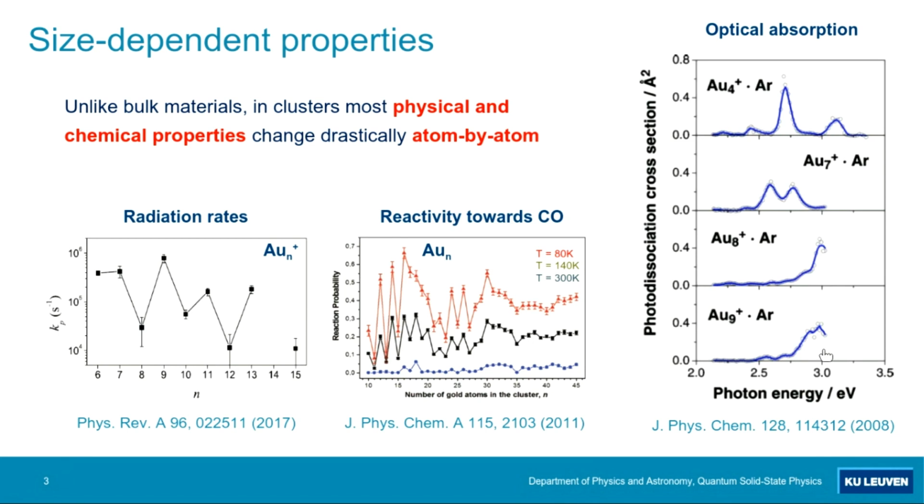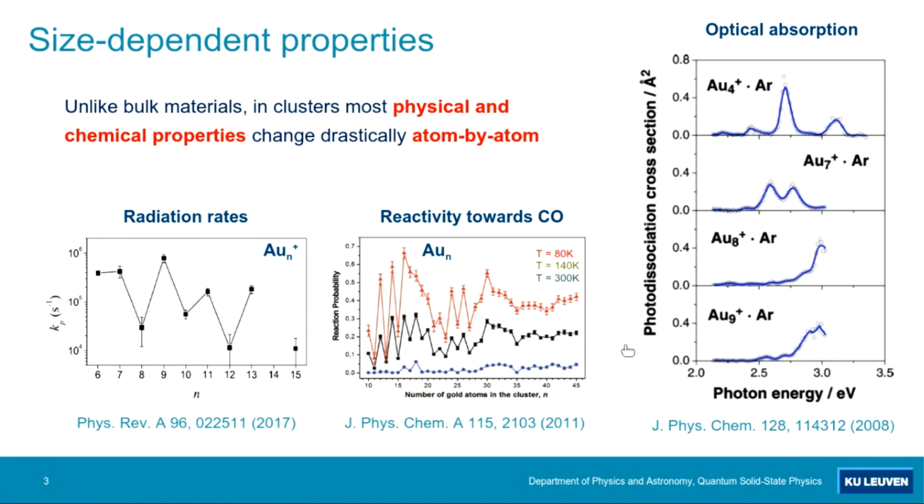This is the way the clusters absorb light, the optical absorption spectrum. You see how gold 4 and gold 7 have very different optical absorption properties. So in general, all the properties change. And this is interesting in 2 ways, from simply a scientific point of view, to understand how the properties evolve from the atom to the bulk.